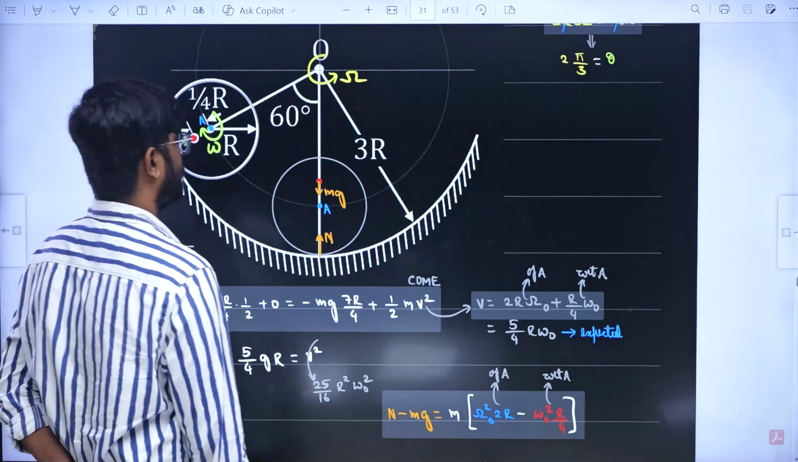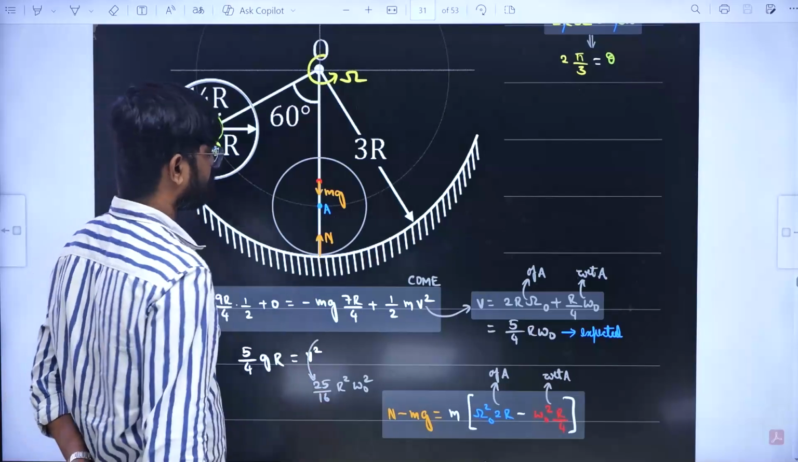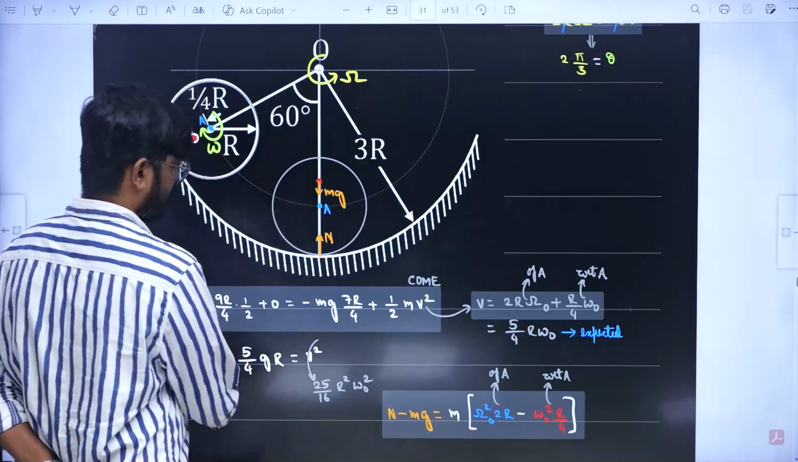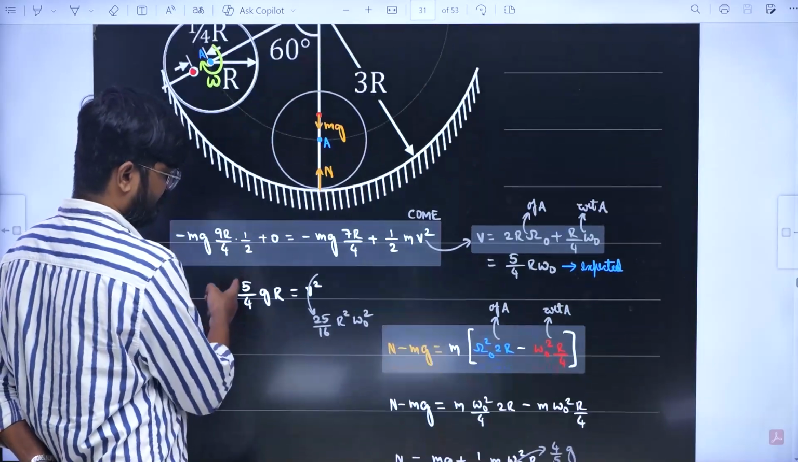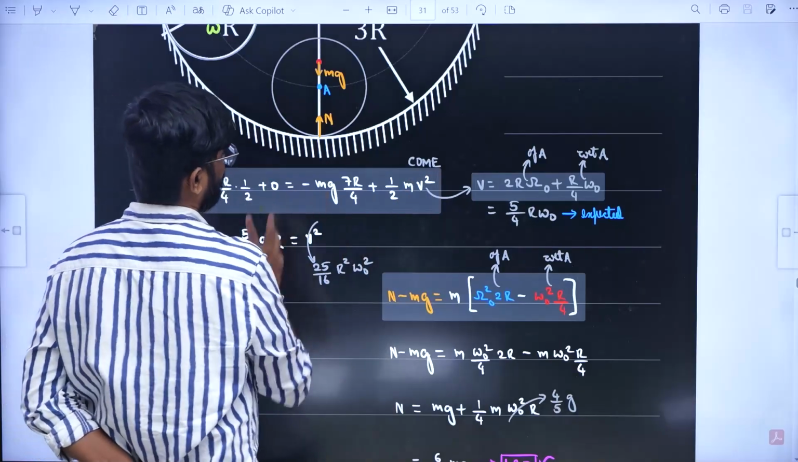What we need is, what is the normal? So, you can see there is only one mass. So, net force should be equal to that mass times acceleration. Now, from here, by energy conservation, you will be getting velocity. If you substitute this back, you will be getting omega also. All those things are manageable.